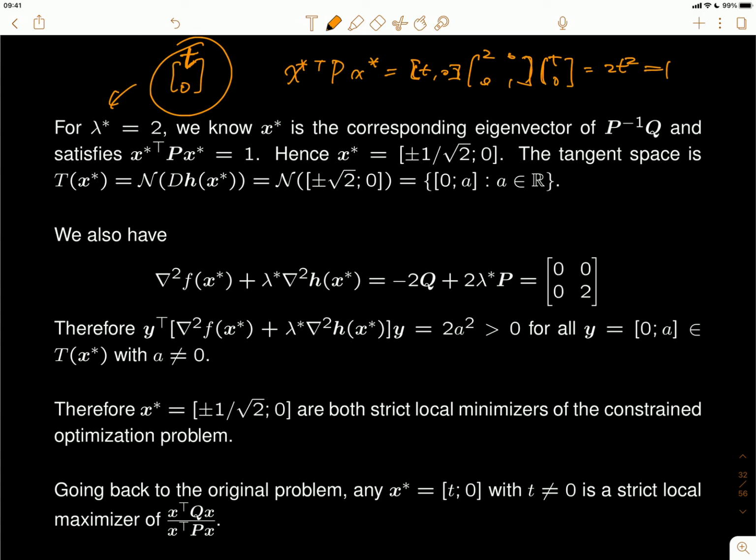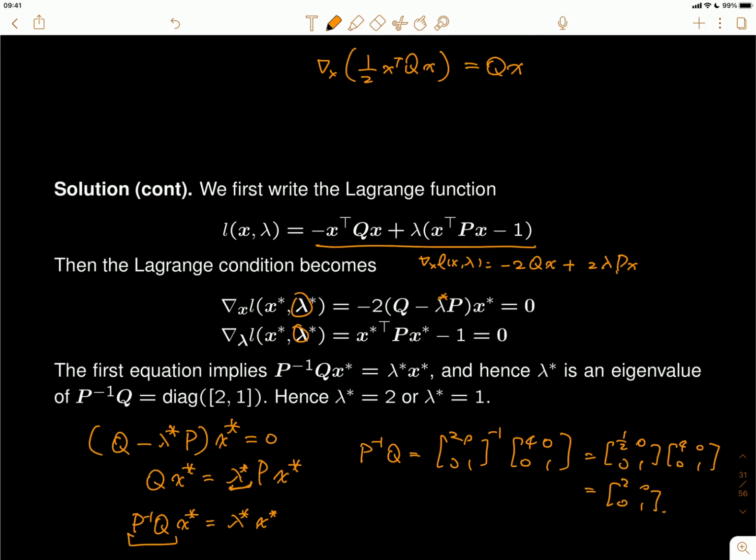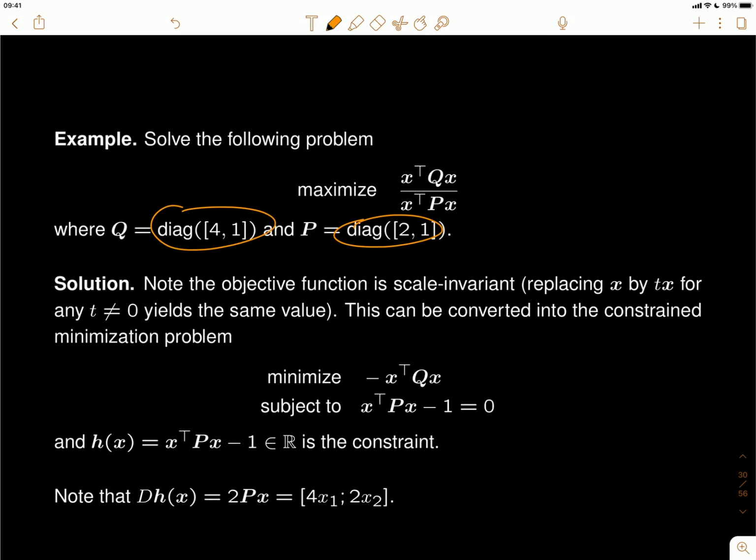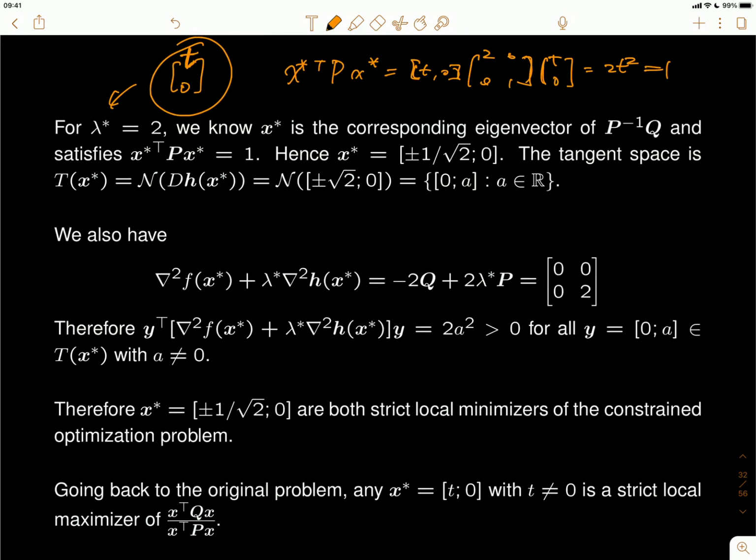So we can check the first order and second order necessary conditions, and also if possible we can check the sufficient conditions as well. To do that, let's first check the tangent space at x star. The tangent space is the null space of the Jacobian. H is this, so the Jacobian is 2Px. That's the Jacobian. Here, this is just 2P x star.